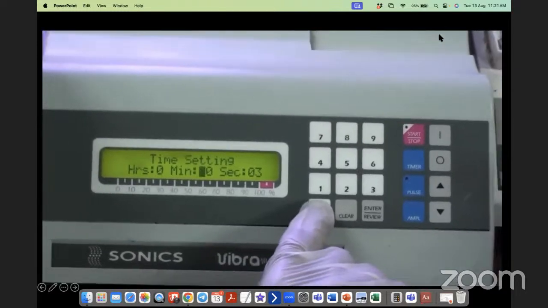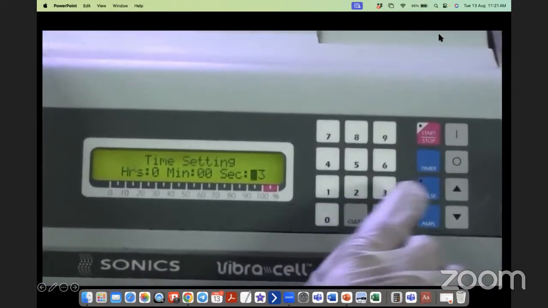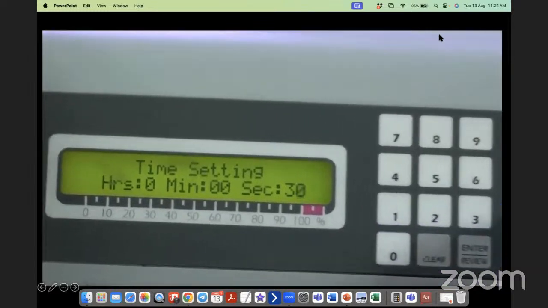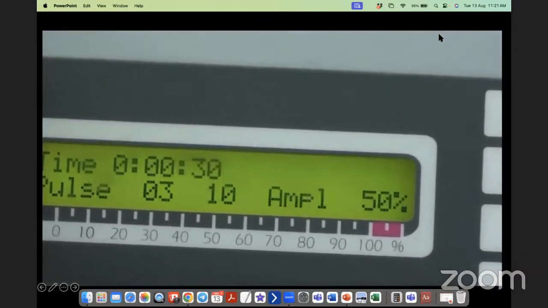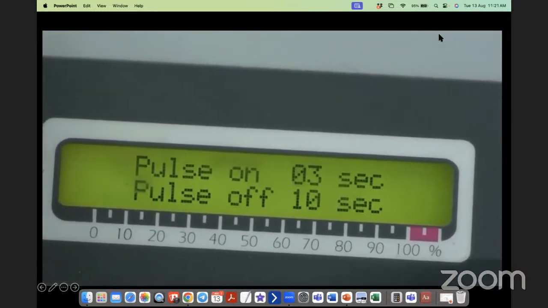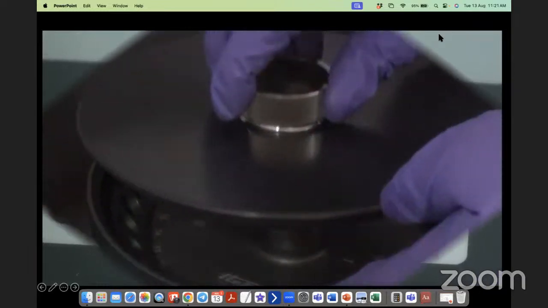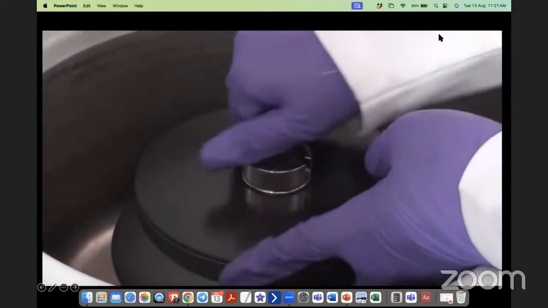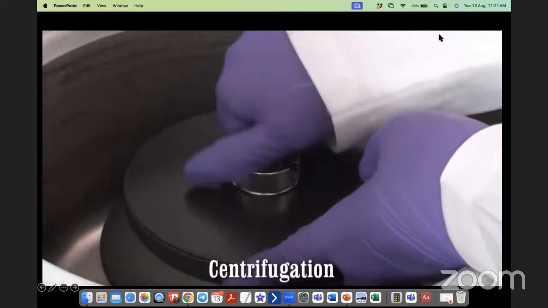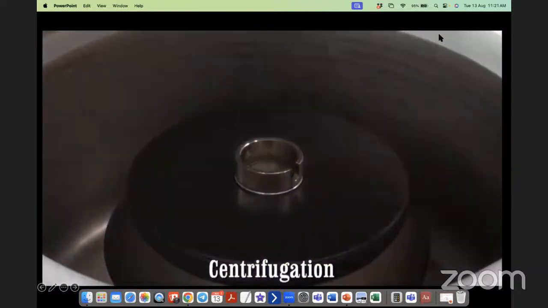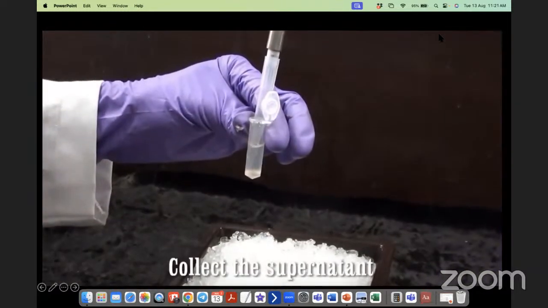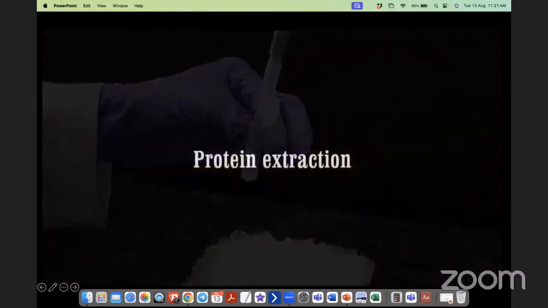Carry out the sonication procedure for 30 seconds with a pulse of 1 second at 40% amplitude. Once it is complete, centrifuge the contents and collect the supernatant that is obtained.